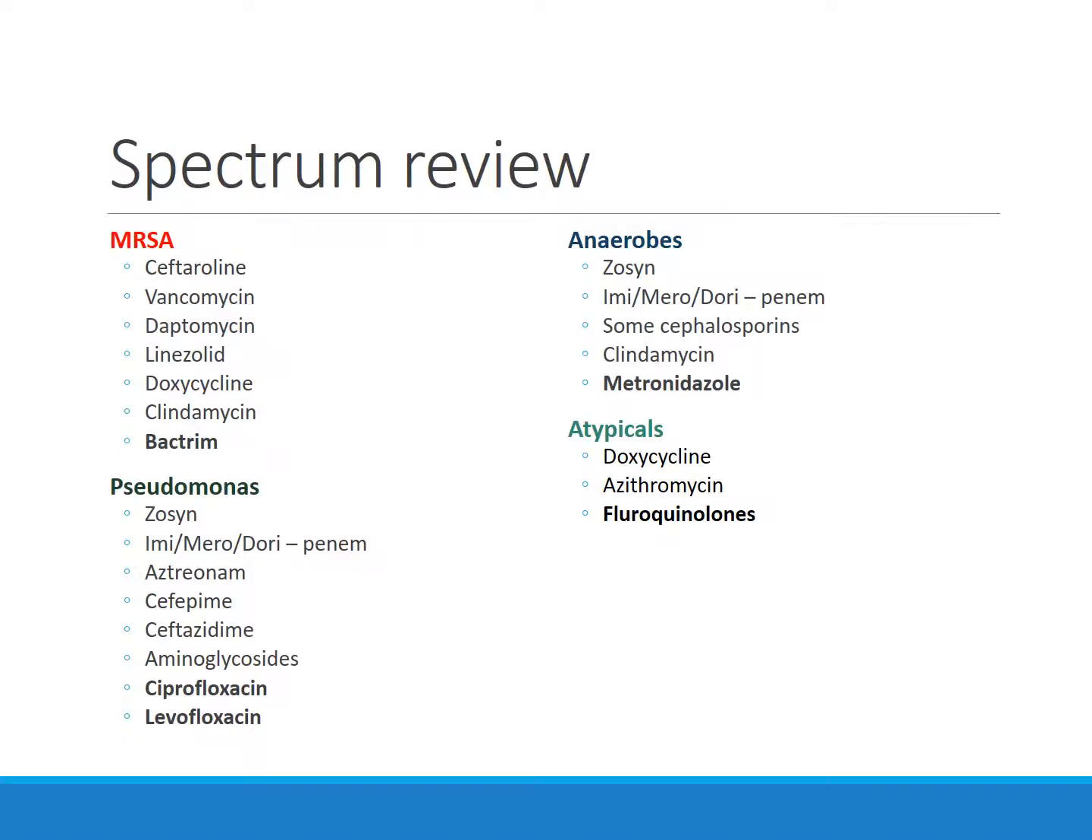All right, so now that we've covered pretty much every major antibiotic on the market, we're adding a couple things. MRSA, we've got Bactrim to add. Pseudomonas, we're adding Cipro and Levaquin. Anaerobes, we're adding metronidazole. And atypicals, we're adding our fluoroquinolones as a class. So you can see how things break down here.